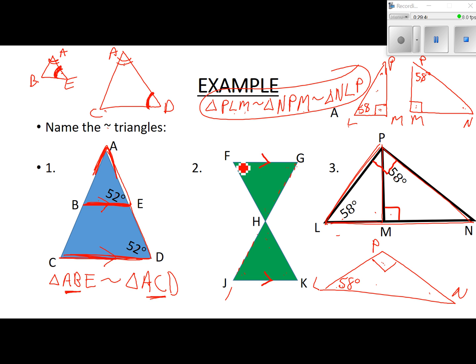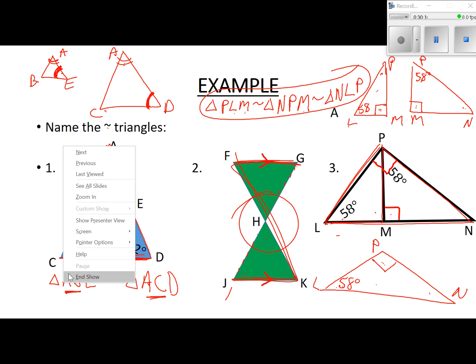Main thing here is to remember what happens when you have parallel lines and a transversal. You could have alternate interior angles, like we had there. Over here, we had corresponding angles, and also used a reflexive property. Here we had vertical angles, so they had to be congruent. You got to be able to pick out all that stuff so that you can say that these triangles are similar to each other.